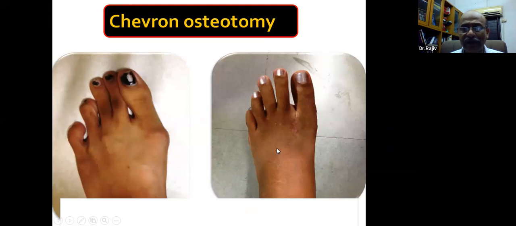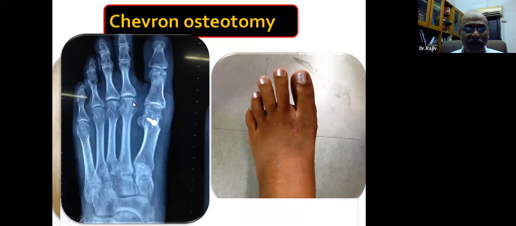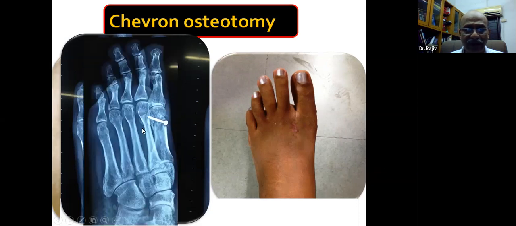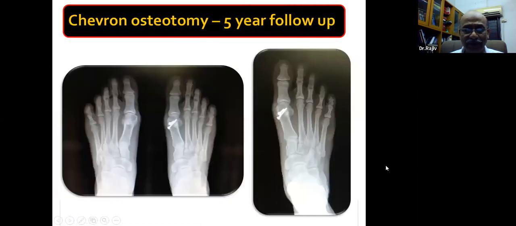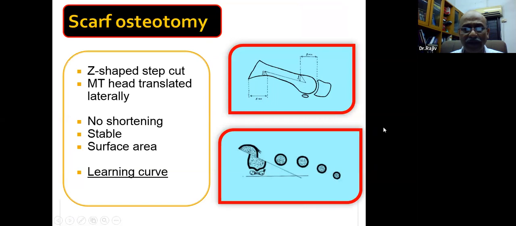This was the correction at the end of 5 years, with a lateral release, a medial plication, and a chevron osteotomy. This is how the X-ray looks at the end of 5 years. The screw is there, the osteotomy is united, and the medial eminence was removed. This is the lateral view of the same patient. Another case: chevron osteotomy fixed with 2 screws, 5 years follow-up.